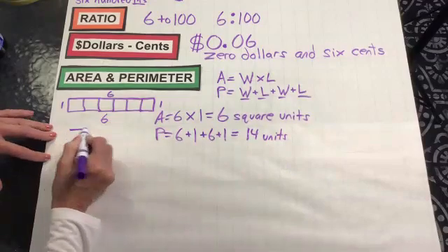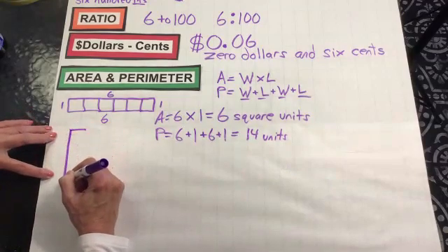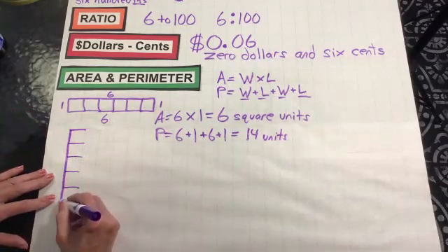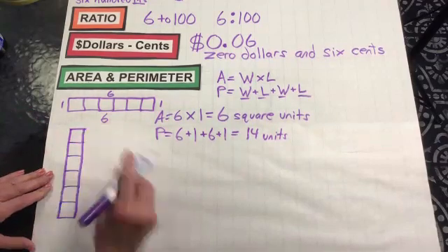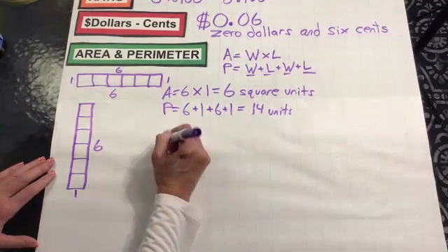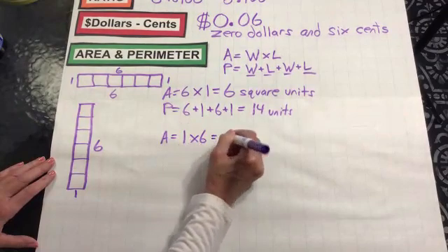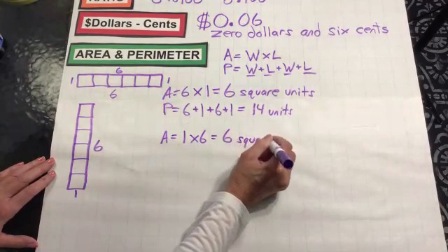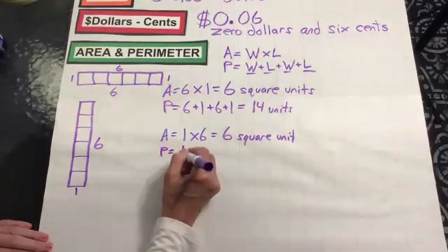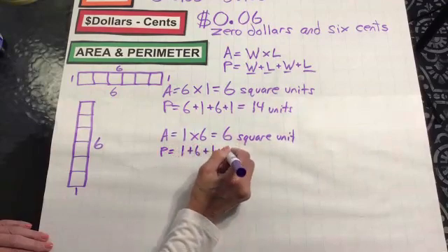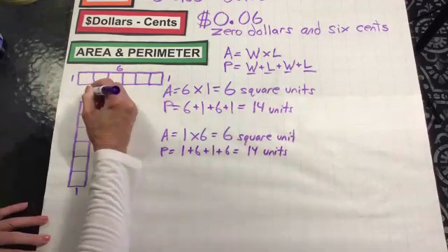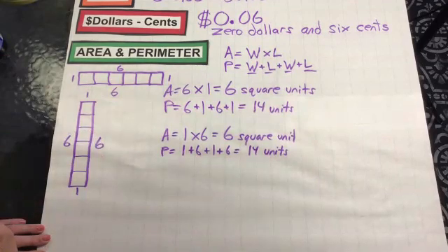If we do this again, but this time make it vertical. 1, 2, 3, 4, 5, 6. Making it vertical, this would be a 1 by 6. So area on this one would be 1 times 6 equals 6 square units. We can clearly see there's 6 squares. The perimeter would be 1 plus 6 plus 1 plus 6 equals 14 units. We've just changed the order, but we did not change the answer.